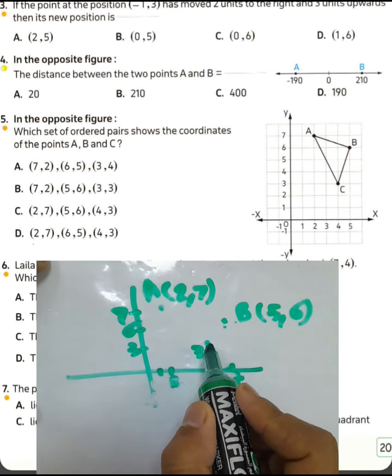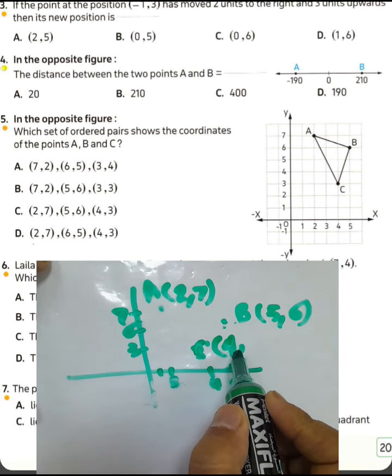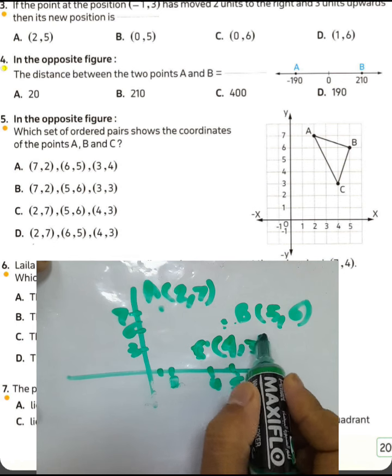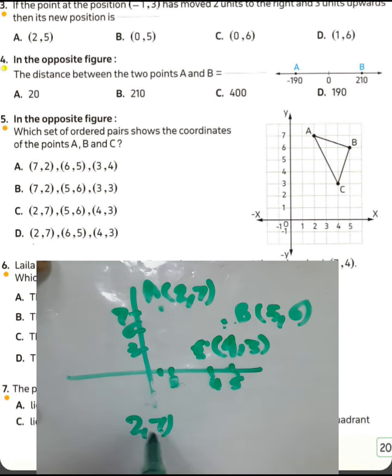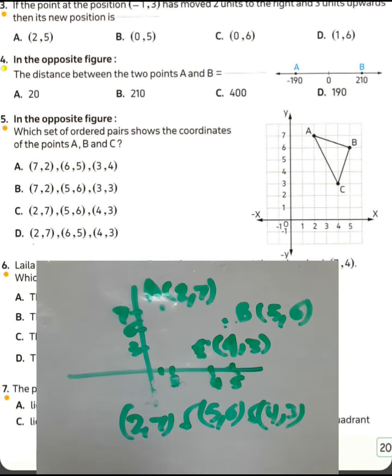Point C, (4, 3). Then we have (2, 7), (5, 6), (4, 3). Okay, about this question number 5, choose letter C. It's the result of this example.